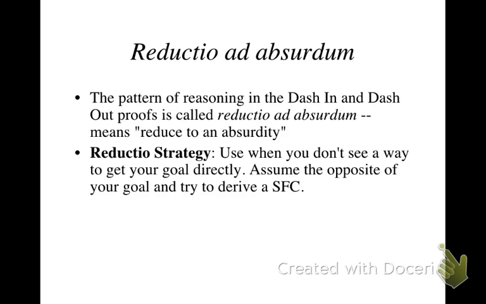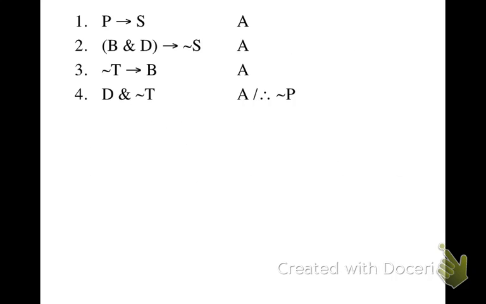And the Reductio strategy says, use when you don't see a way to get your goal directly. Assume the opposite of your goal and try to derive a standard form contradiction. Once you get the standard form contradiction, then you can derive your goal by either dash-in or dash-out, as the case may be. Let's see how this works in an example.